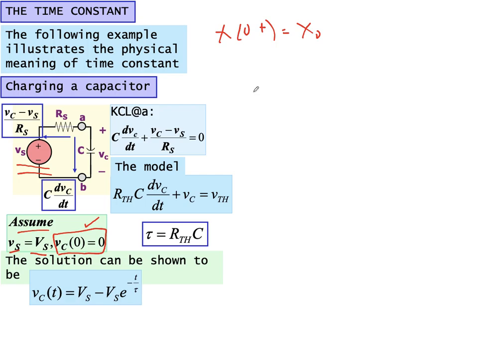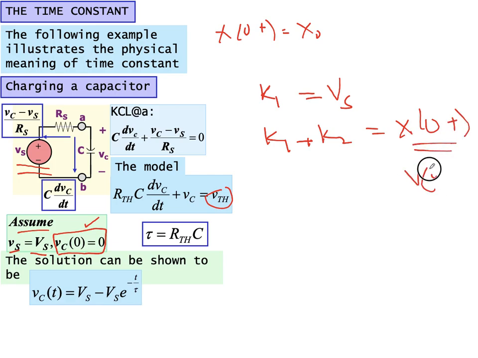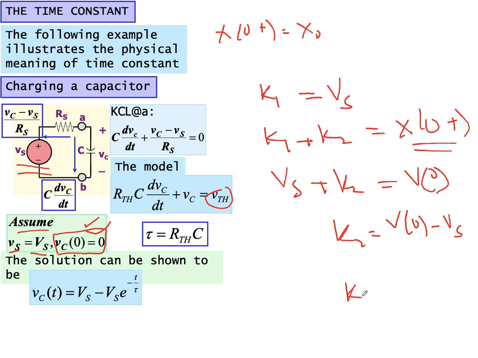So we know that K1 is equal to F Thevenin, which is V Thevenin, which is Vs, and we know that K1 plus K2 is equal to X of 0 plus, or we know that this is V of 0. So K1 is Vs plus K2. So this means K2 is equal to V of 0 minus Vs. And since V of 0 is 0, K2 is equal to minus Vs.